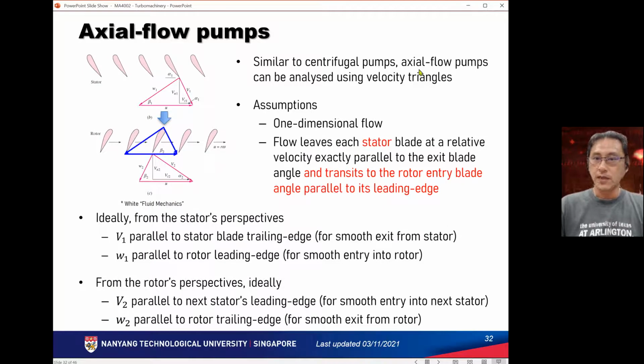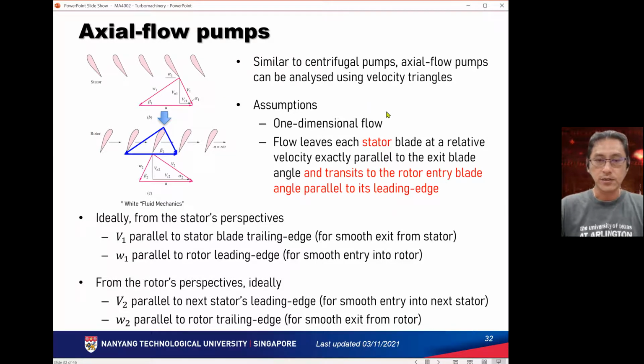Now, similar to centrifugal pumps, axial flow pumps can be analyzed using velocity triangles. Let's say this is a row of stator blades, this is a row of rotor blades, and flow is moving from top to bottom. Even though this diagram shows the velocity triangle being constructed at the trailing edge of the stator blades, this velocity triangle can be sketched at the leading edge of the rotor blades as well. Of course, we will have another velocity triangle at the trailing edge of the rotor blades, just like what we have done for centrifugal pumps. The formulas are relatively similar, subject to a few changes.